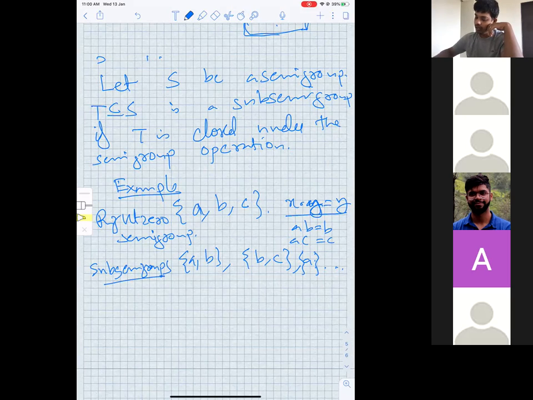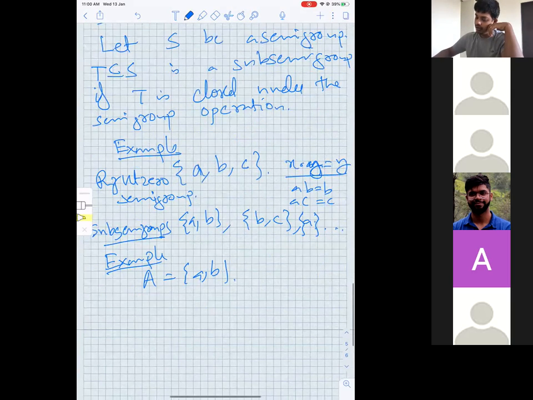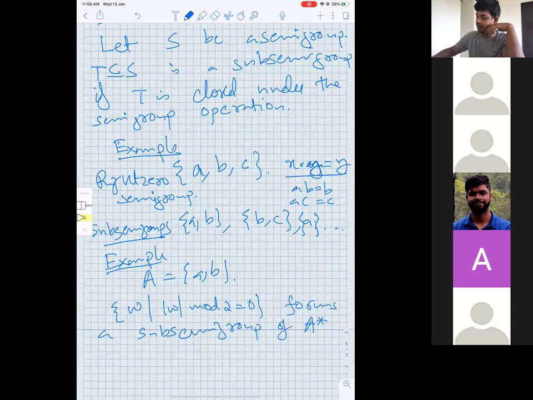It's 11 o'clock. Another example. Let's take alphabet A equal to {a, b}, and let's consider all words of even length, |w| mod 2 equal to 0. This forms a subsemigroup of A star. Okay.